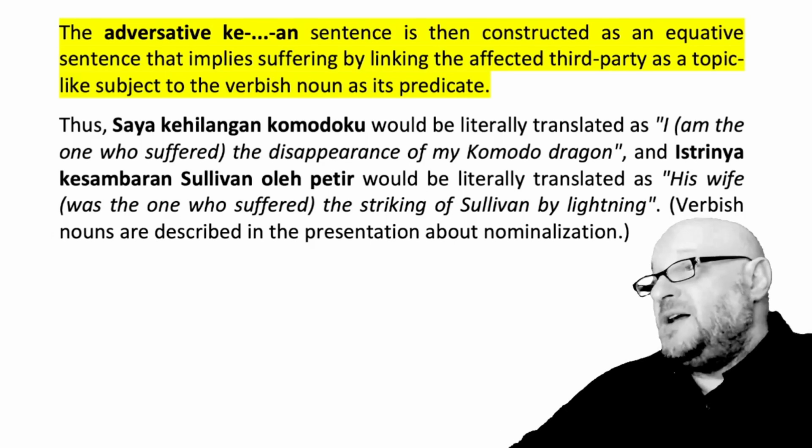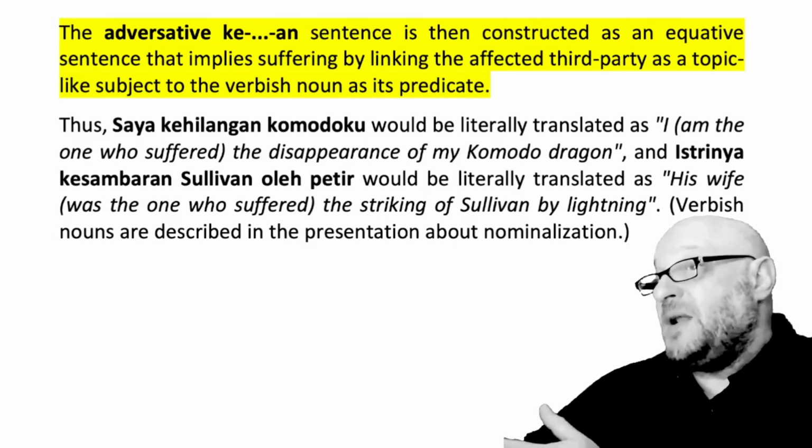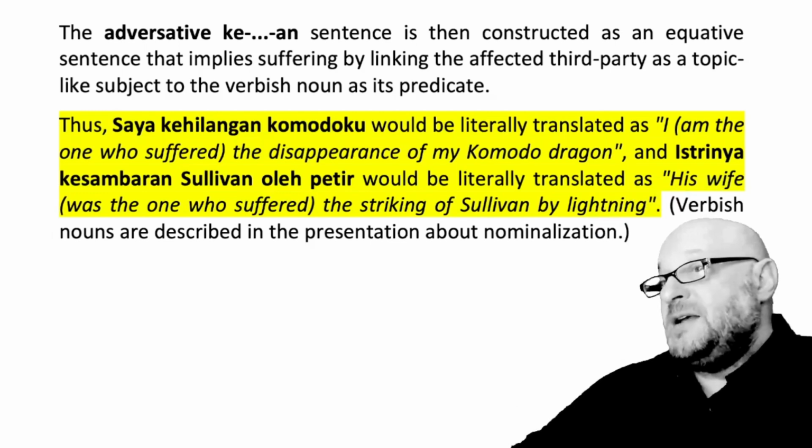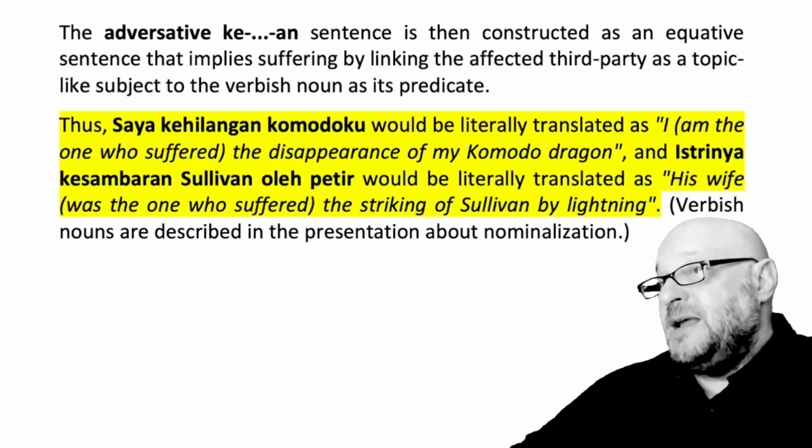The adversative ke-an sentence is then constructed as an equative sentence that implies suffering by linking the affected third party as a topic-like subject to the verbish noun as its predicate. Thus, saya kehilangan Komodoku would be literally translated as I am the one who suffered the disappearance of my Komodo dragon. And istrinya kesambaran Sullivan oleh petir would be literally translated as his wife was the one who suffered the striking of Sullivan by lightning.